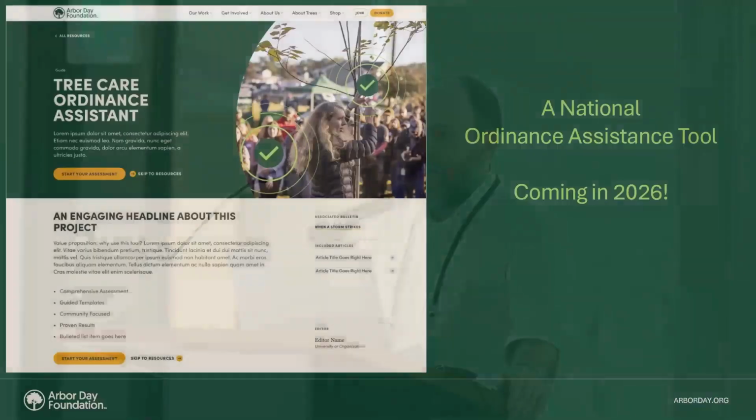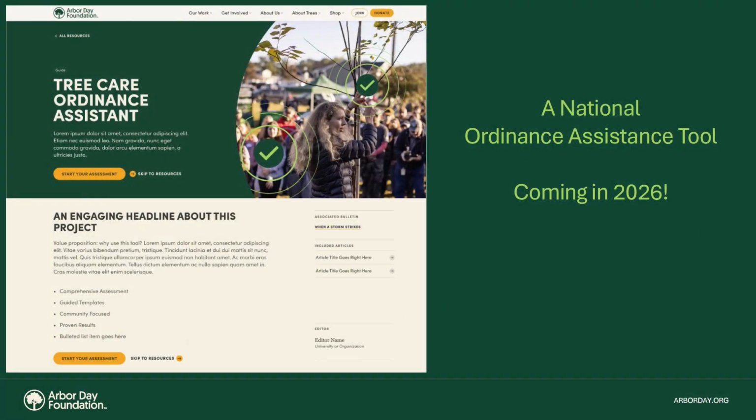So to help with ordinances, the Arbor Day Foundation was really fortunate to receive funding to create a tree care ordinance assistance tool. We're just in the final stages of finishing the technical development of it, and I'm hoping it will be done in the next few weeks, but we'll be ready to release it in 2026. Now, the complexities of developing a nationwide ordinance tool, I don't want to go into. It was a bit traumatic to look at all the different rules and laws state by state, community by community.